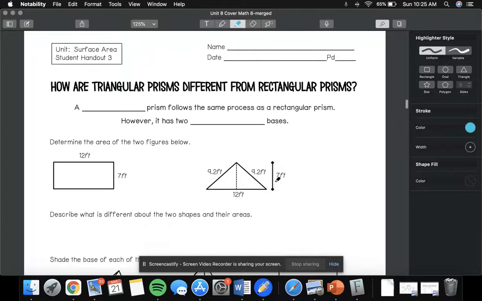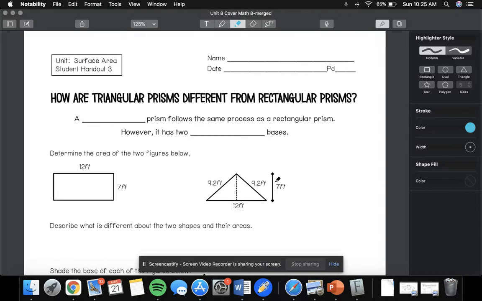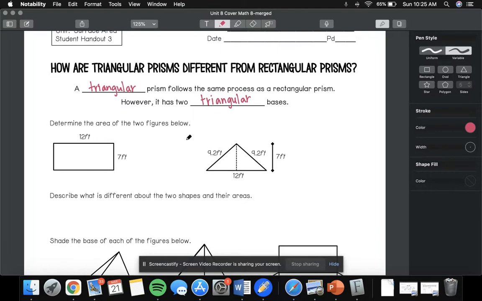Today we are on pages 9 and 10, and we are going to focus on surface area of triangular prisms. So a triangular prism follows the same process as a rectangular prism. Again, we are just finding how much space is on the outside, if we wanted to wrap it, if we wanted to have cardboard around it. However, triangular prisms have triangular bases. Basically, they have triangles for the bases, okay?